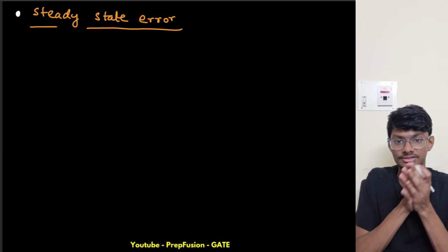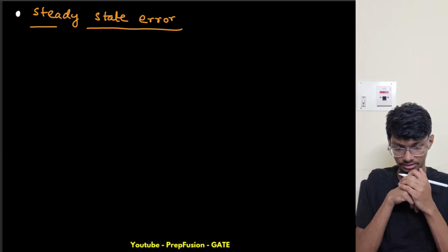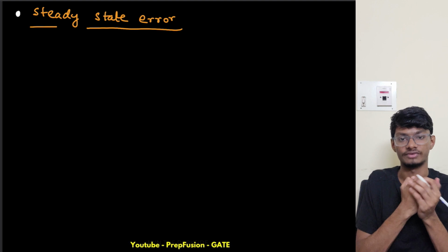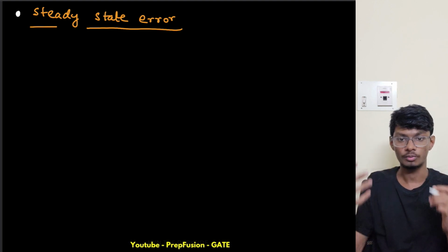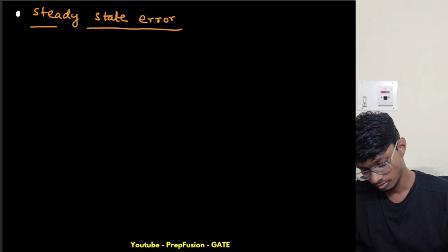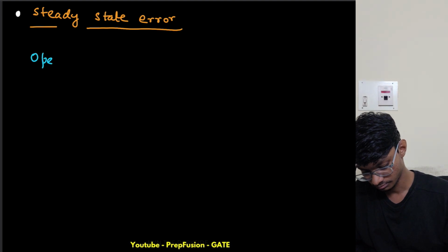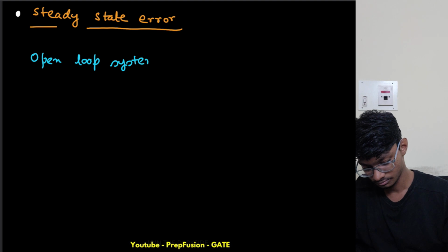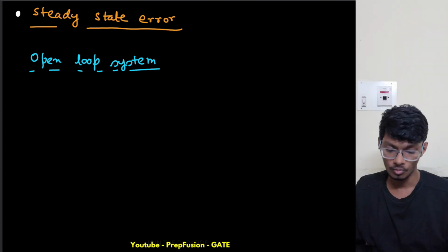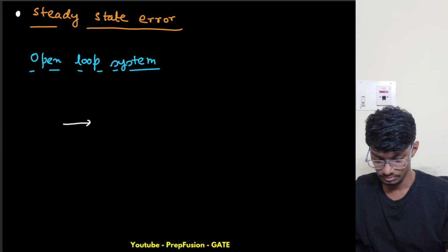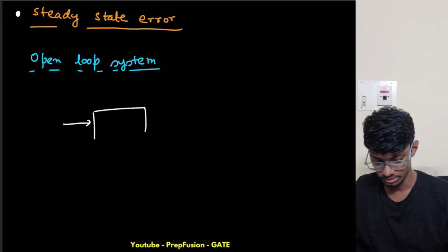So what do you mean by steady state error? First we have to understand for what systems error is defined. First let me take an open loop system. If I take an open loop system, then I have been given an input to one system.